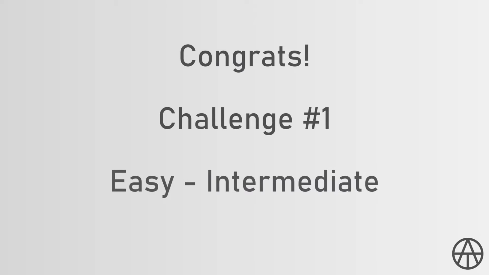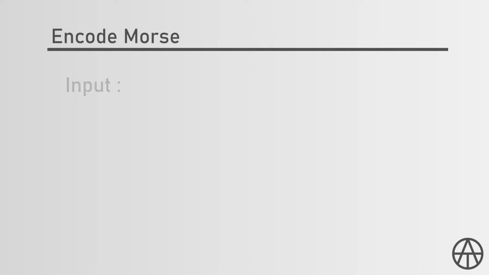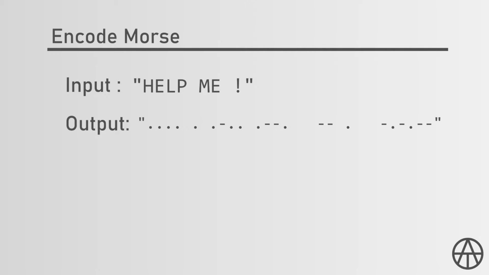Now at the end, I've prepared a couple of challenges for you to be able to assess how good you got in Python. The difficulty of the first challenge is easy to intermediate, and the challenge is to encode Morse code. So your input will be some string, as an example, "help me", and your output will be exactly that in Morse code. So character for character as Morse code.